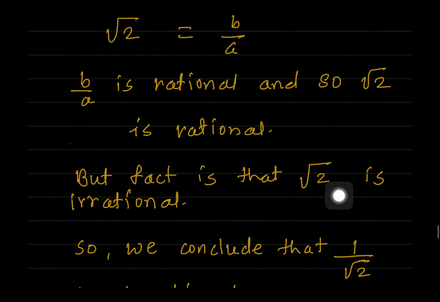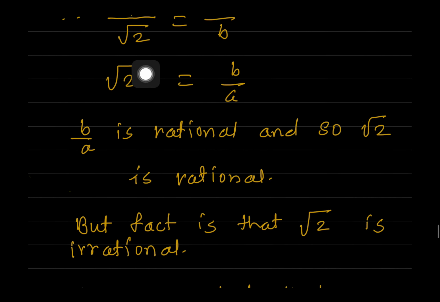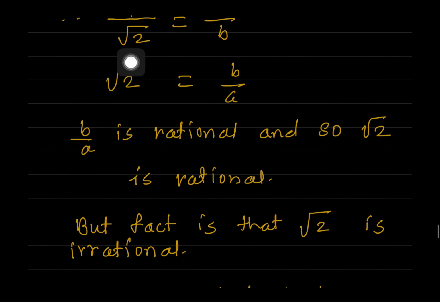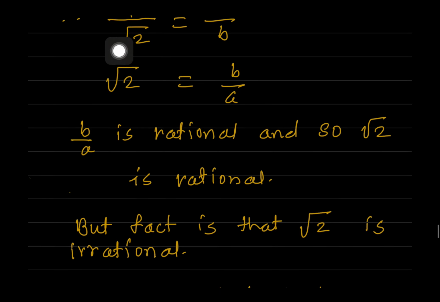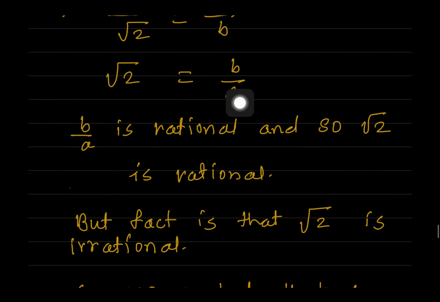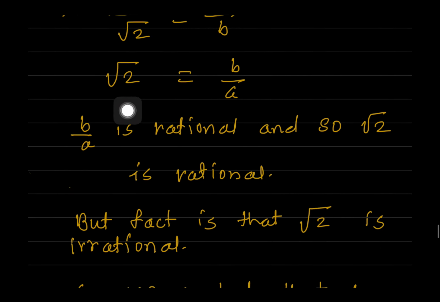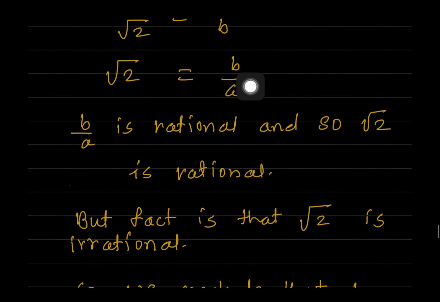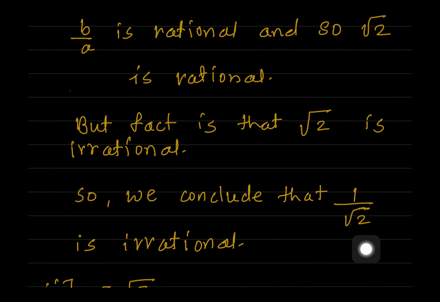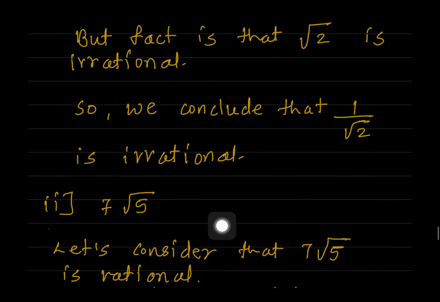But the fact is that root 2 is an irrational number. Here we considered it to be a rational number, but actually root 2 is irrational, so this becomes irrational. So we conclude that 1 upon root 2 is irrational.